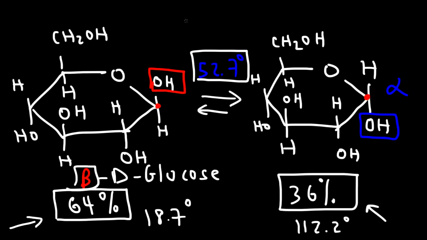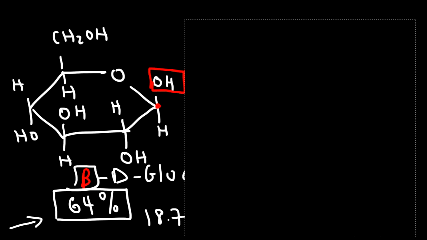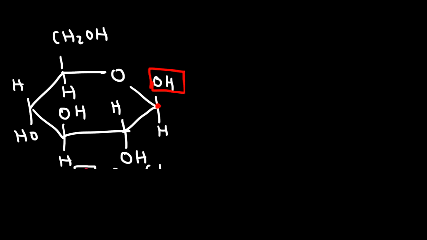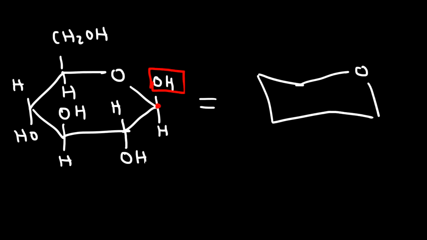Now let's talk about the chair conformation of beta D-glucose. Let's see if we can draw it. So let me get rid of a few things here. So how can we convert this into the chair conformation? So let's start by drawing a chair with an oxygen on the inside. It helps if you label the carbon atoms. So this is going to be carbon 5, 4, 3, 2, and 1.